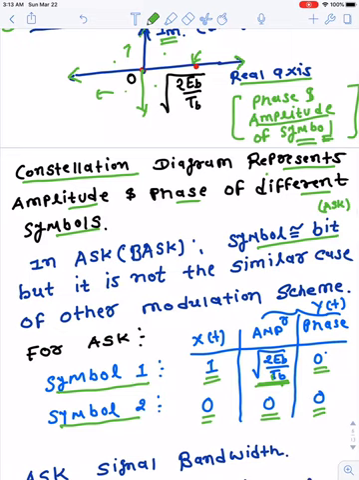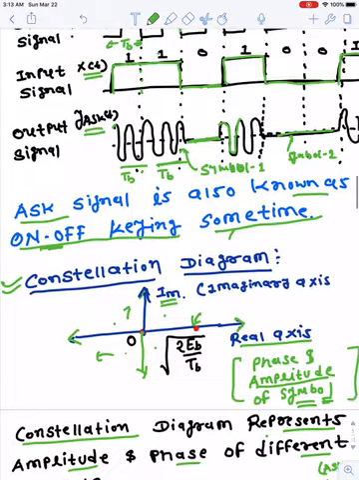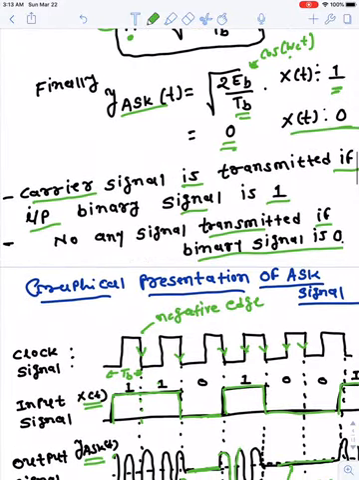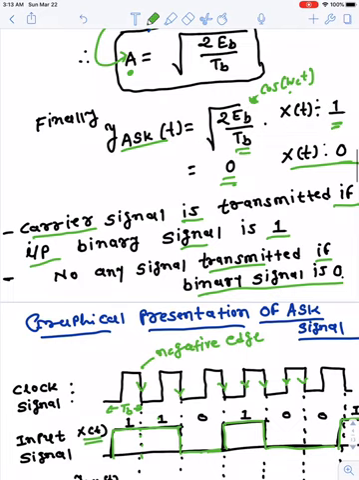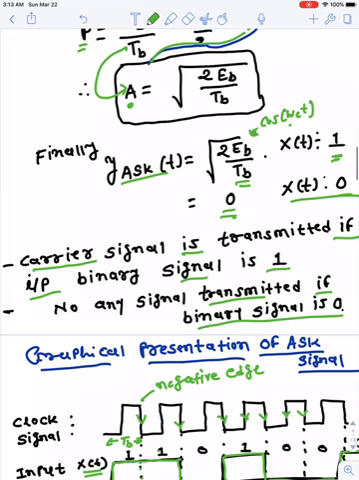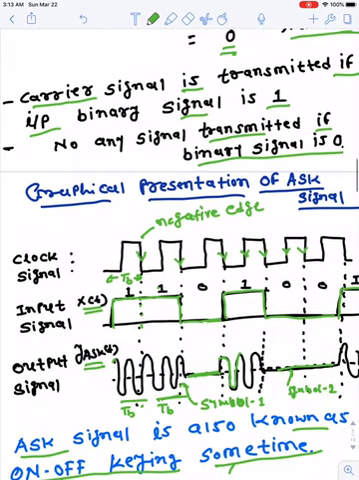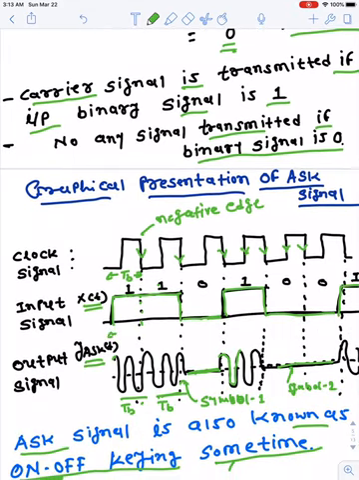Now here, one assumption in ASK is that the symbol rate and bit rate are the same. Symbol rate is the number of symbols we are transmitting in 1 second, and bit rate is the number of bits we are transmitting in 1 second. In ASK, there is no difference between symbol and bit, because if there is a 1 bit, we are transmitting square root of 2 EB by TB, and if there is a 0, we are transmitting a 0. So the duration of the symbol is simply the duration of our bit. Both have the same duration.